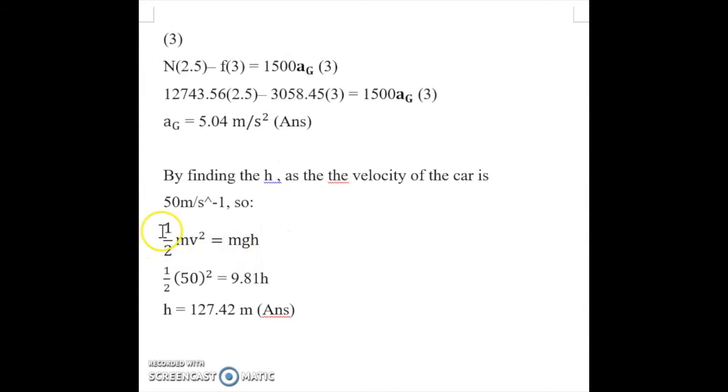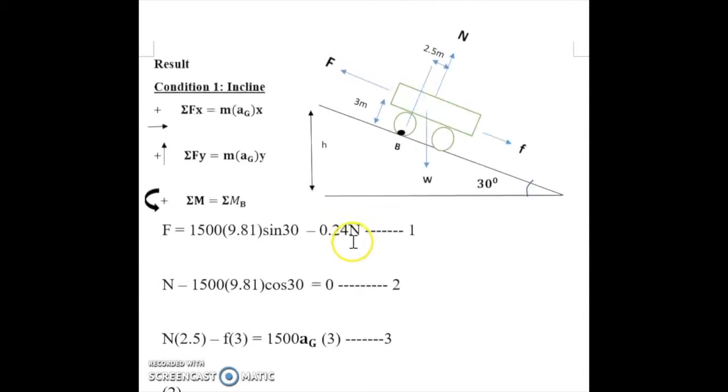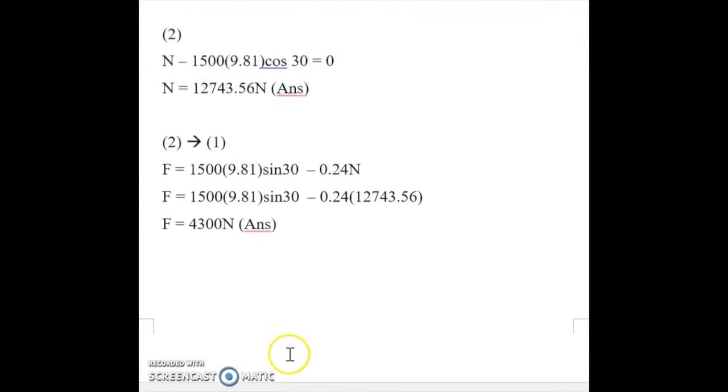So finally, we can take the kinetic energy equal to the gravitational potential energy. So cancel out the m, and then we get the height of the car on the slope, which is this h. Okay, thank you.